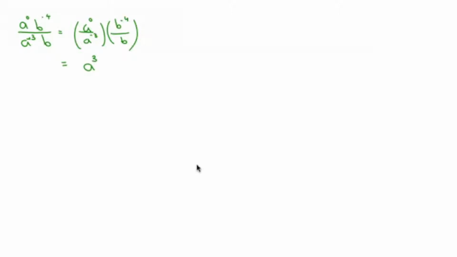Now here you got B to the -4th over B to the 1st. Subtract them, you get -4 minus 1, which is -5. So this becomes B to the -5. Well, you can't leave negative exponents, so now what can you do? Drag that B to the 5th down to the bottom. So A to the 3rd over B to the 5th.